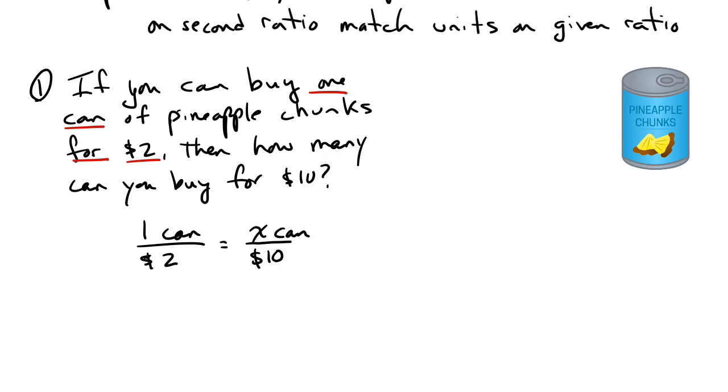Cross multiply, 2 times x is 2x. 1 times 10 is 10. We're trying to get x by itself, so we divide by whatever number is in front of the x. The 2's divide out, leaving us with x, and 10 divided by 2 is 5.